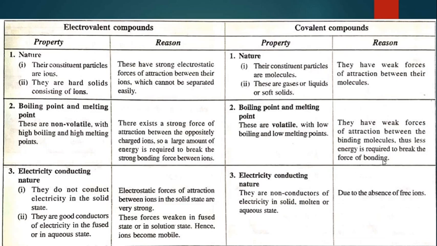Okay. The third important property is electricity conducting nature. How do covalent compounds and electrovalent compounds conduct electricity? First, electrovalent compounds do not conduct electricity in the solid state, but they are good conductors of electricity in the fused or aqueous state. You should know the difference between the fused state and the aqueous state. In the solid state, they are not conducting electricity, clear. So why do they not conduct electricity in the solid state?